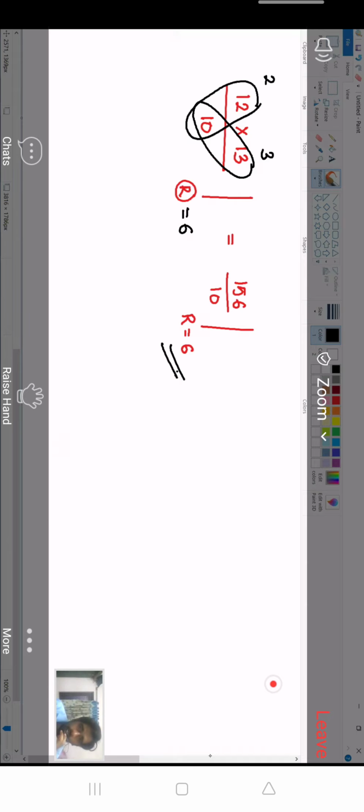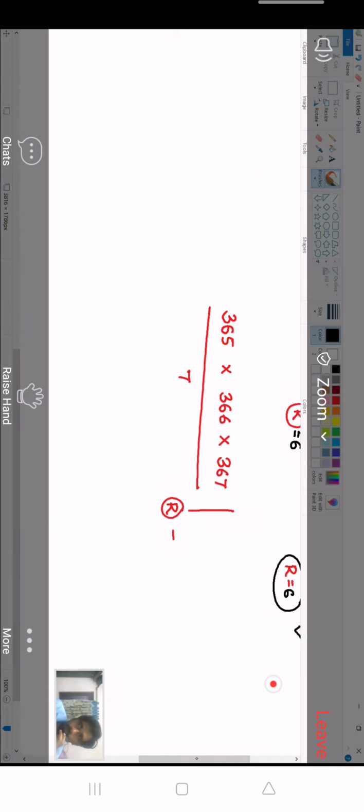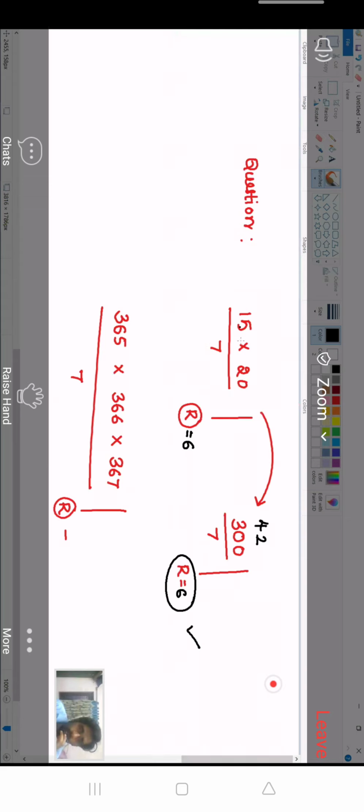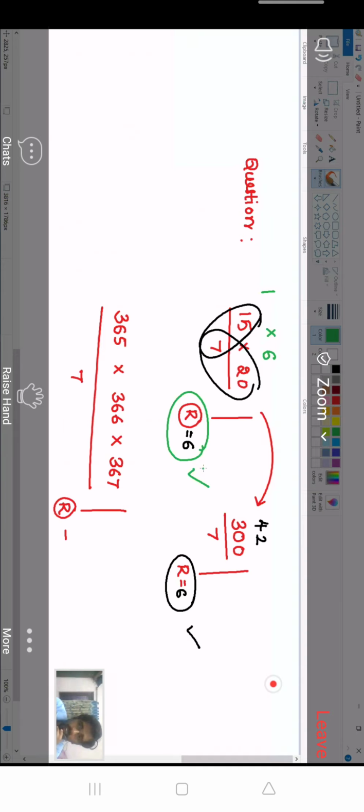The same logic you can extend for all the numbers as well. That means if you observe this number, what is the 15 by 7 remainder? 15 by 7 will give a remainder of 1, since 7 twos are 14. And can you tell me the remainder of 20 by 7? 7 twos are 14, we are left with a remainder of 6. 1 into 6 gives a result of 6. So we can say our answer is going to be 6 here.